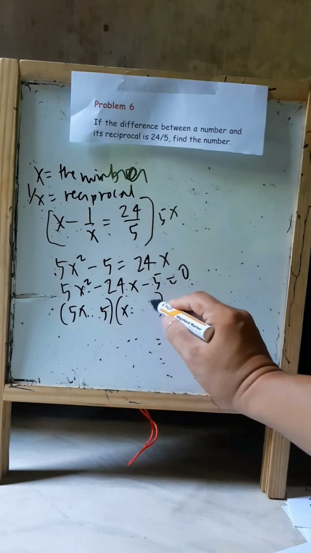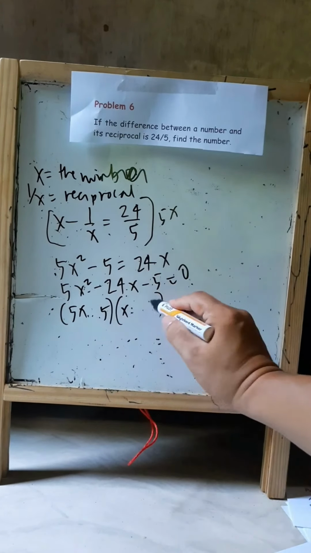Negative 25x plus x is negative 24x. So x equals 5 and x equals negative 1/5. Therefore, the required number is negative 1/5 or 5. These two can be accepted as the answer, because the reciprocal of negative 1/5 is negative 5 and the reciprocal of 5 is 1/5. So that's the answer for problem number 6.